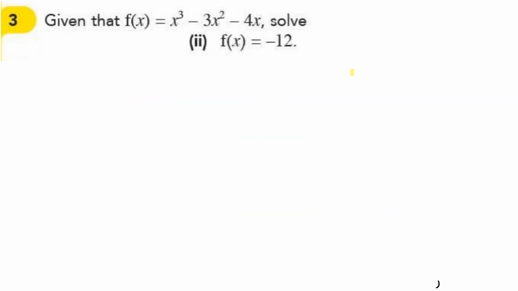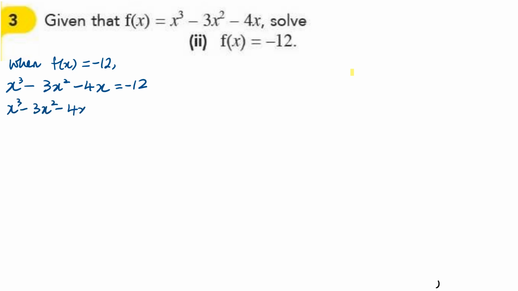Alright, let's look at part 2, when f of x is equal to negative 12. So x cubed minus 3x squared minus 4x equals negative 12. Then you bring everything to the left hand side, and we give a name to your polynomial. We're going to call it g of x. Here you can use your calculator. That is where the calculator comes in useful. We can use it to find a linear factor.